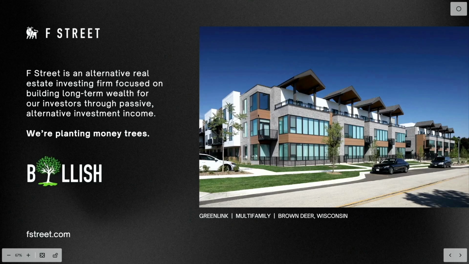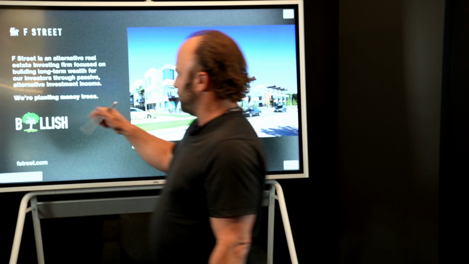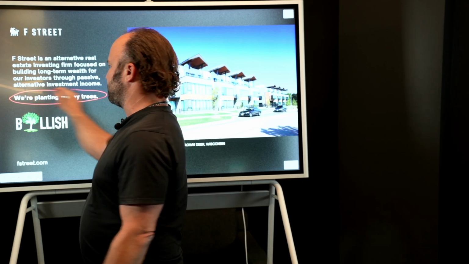F Street, as I mentioned, is an alternative real estate investment firm. We focus on building long-term wealth for our investors through passive and alternative investment opportunities. I always like to use this term, we are planting money trees. When I was a kid, I always used to say to my parents, where does the money come from? And my mom would say, the money tree's out back. I always found that to be great humor. But the reality is that we really truly are planting money trees.